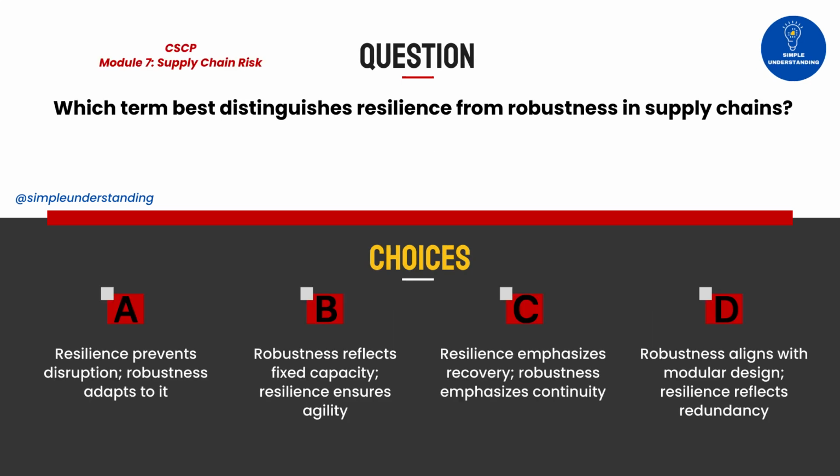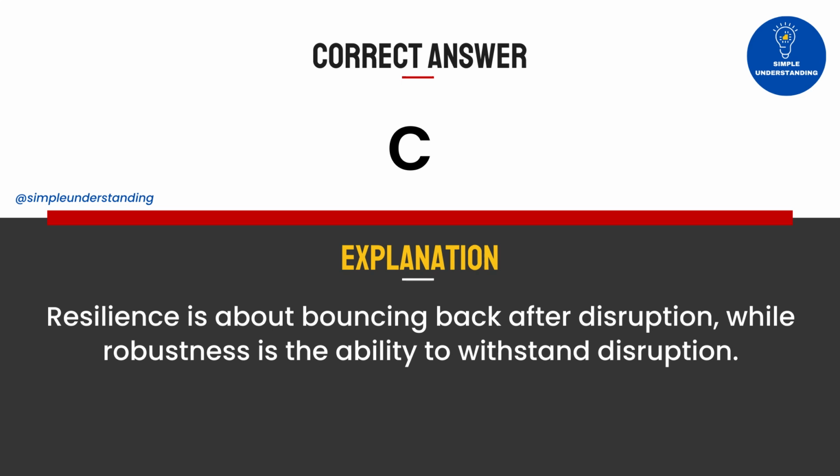5. Which term best distinguishes resilience from robustness in supply chains? A. Resilience prevents disruption. Robustness adapts to it. B. Robustness reflects fixed capacity. Resilience ensures agility. C. Resilience emphasizes recovery. Robustness emphasizes continuity. D. Robustness aligns with modular design. Resilience reflects redundancy. Correct answer: C. Explanation: Resilience is the ability to recover quickly. Robustness is the ability to maintain function during disruptions.